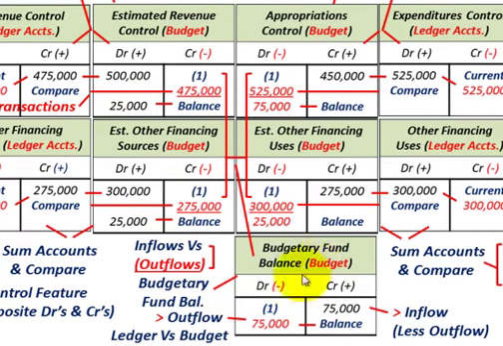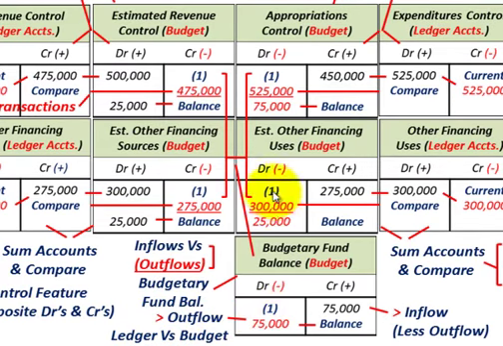So for our budgetary fund balance, when we make our comparison, we're going to see that we have to debit it for $75,000. So that really is our balancing entry between our estimated revenues, inflows, versus our estimated expenses or outflows. So this is the case where we're going to have a greater outflow of $75,000. And this is where we're looking at our ledger versus our budget amount.